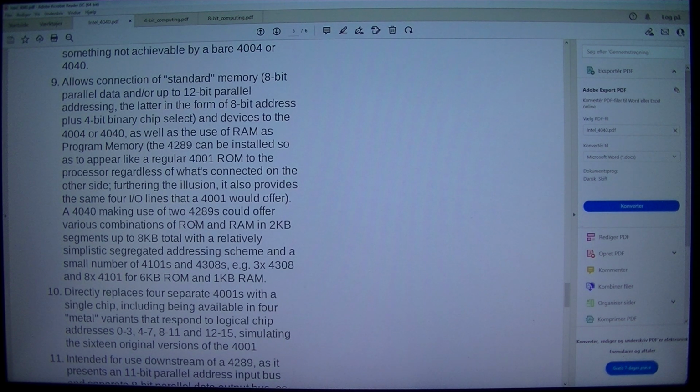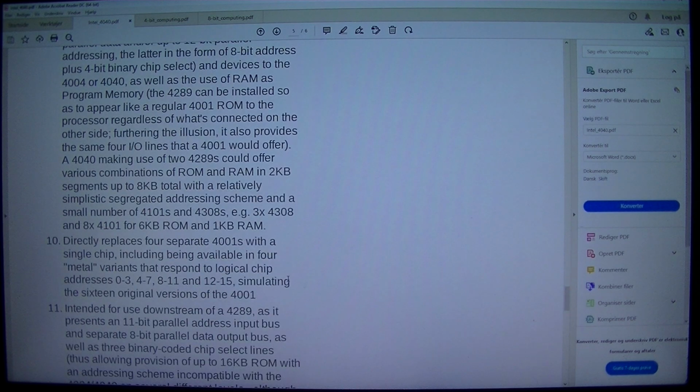A 4040 making use of two 4289s could offer various combinations of ROM and RAM in 2 segments up to 8 kilobytes total with a relatively simplistic segregated addressing scheme and a small number of 4101s and 4308s. For example, 3x4308 and 8x4101 for 6 kilobytes ROM and 1 kilobyte RAM.